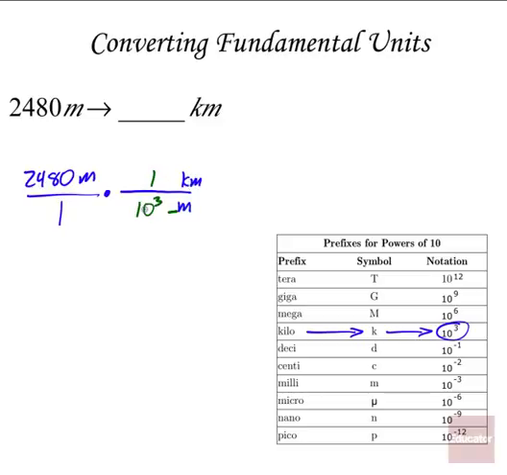And 1 kilometer is 1,000 or 10 to the third meters. What I've really written here is 1, but I've written it in a special way so that when I multiply this through, my meters make a ratio of 1. 2,480 times 1 kilometer divided by 10 to the third is going to leave me with 2.48, and my units that are left are kilometers. 2,480 meters is 2.48 kilometers. Nice, simple way of converting units.